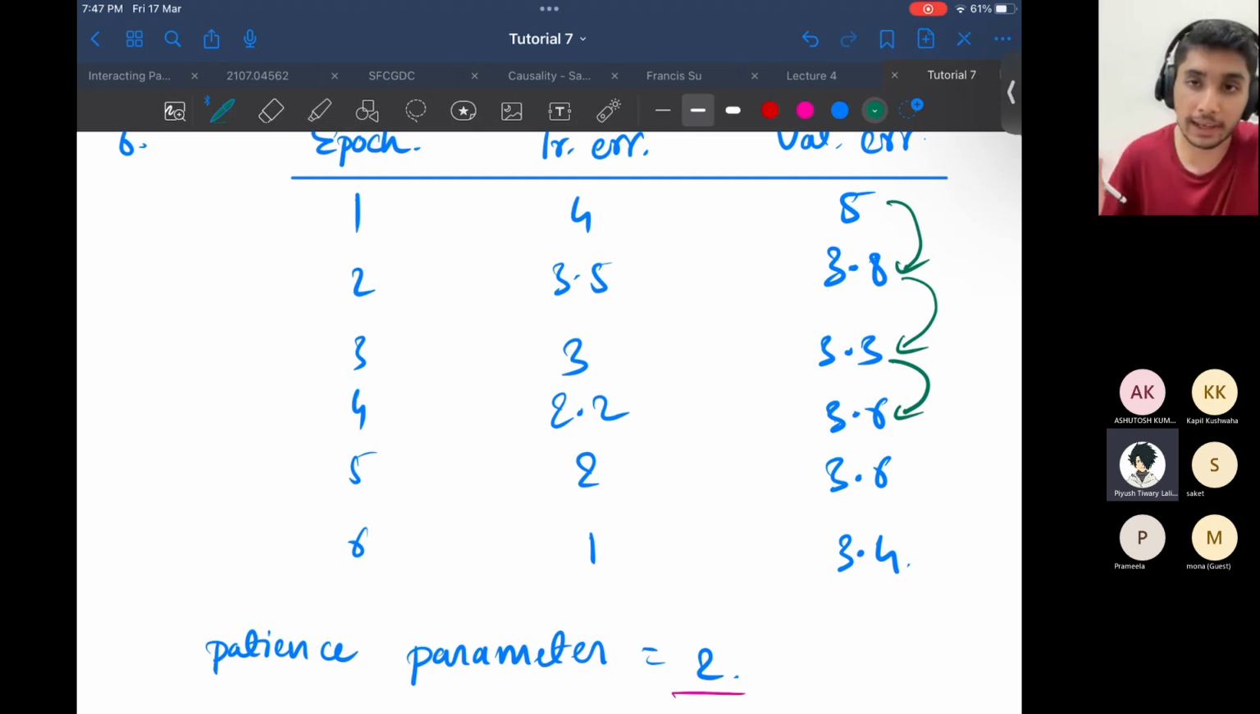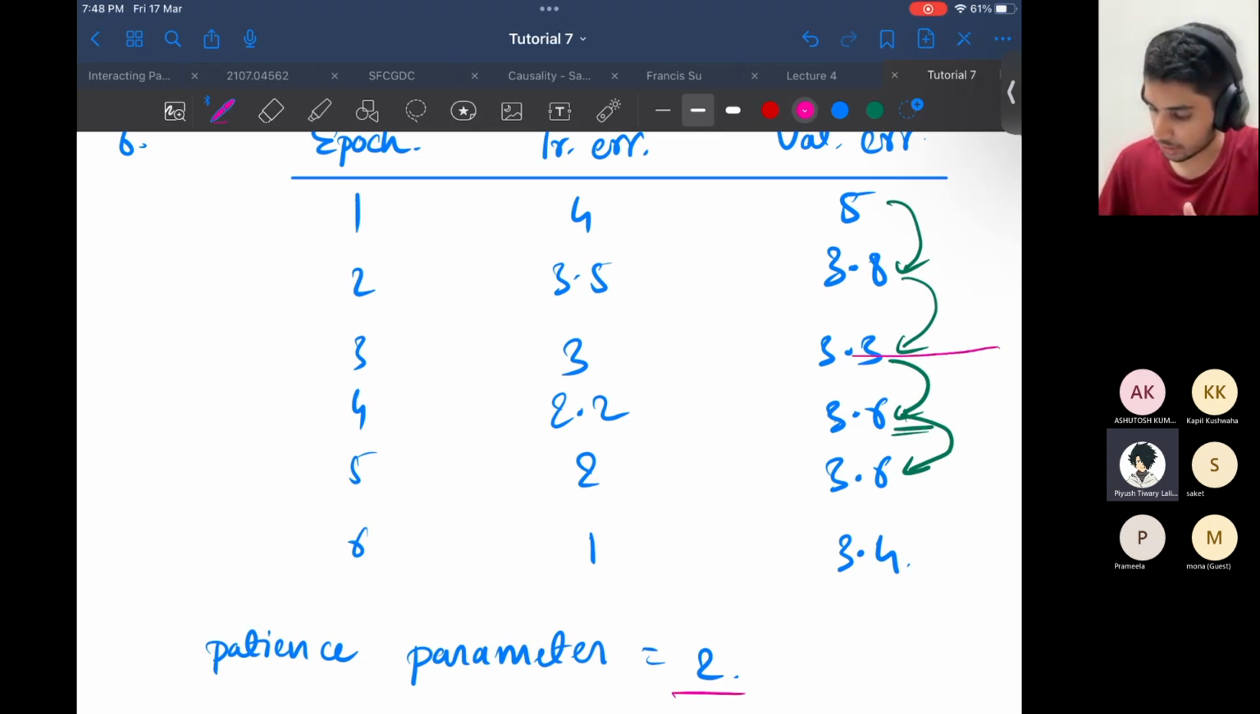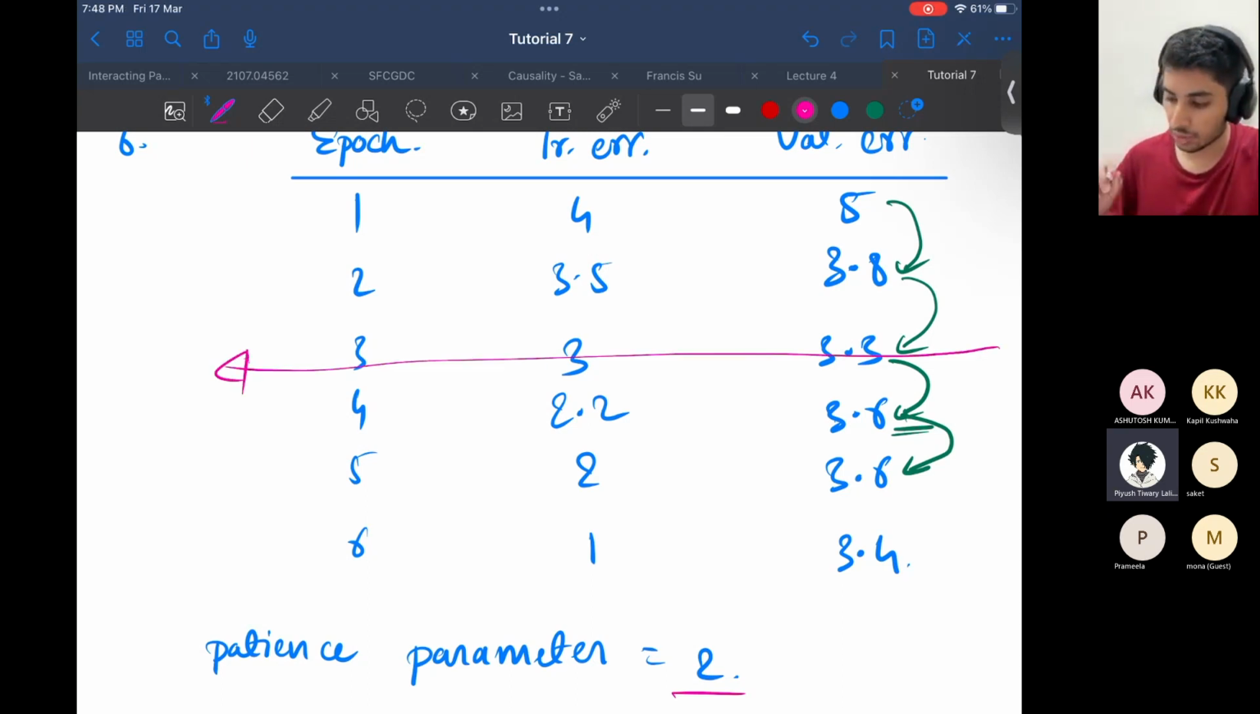So this is the red flag. The algorithm is now alert that the error is increasing, but the patience parameter is 2. So it has waited for one epoch, and it has to wait for one more epoch. If it waits one more epoch and sees that it is still 3.6, it has not decreased, it says I have waited enough. I will terminate the entire network at this point. Whatever the value of the parameters is at the third epoch, I will output that.